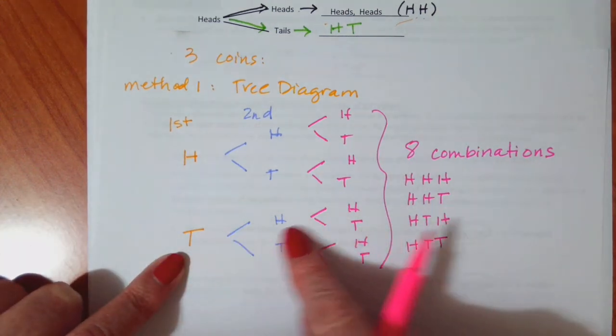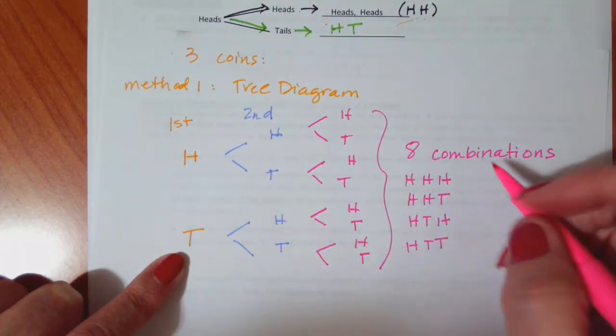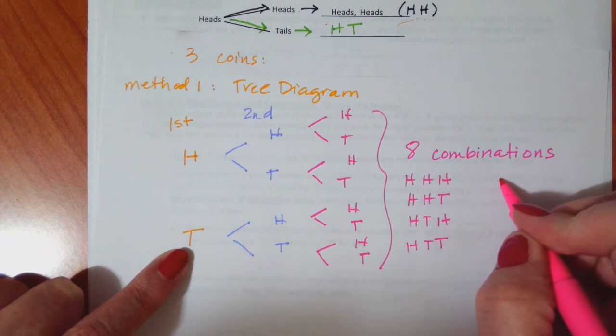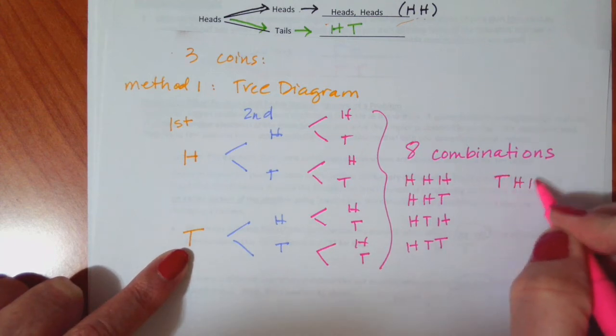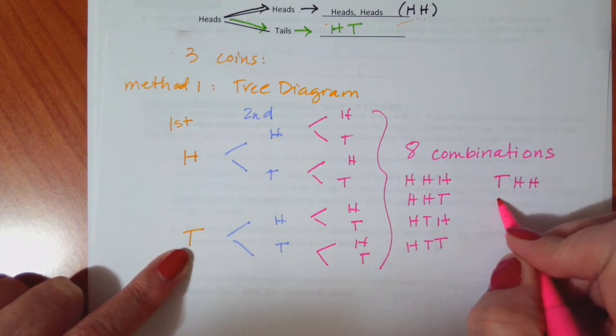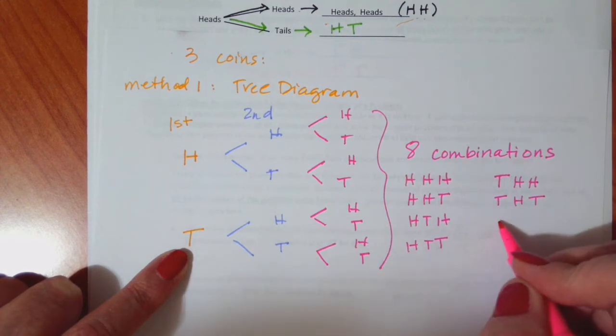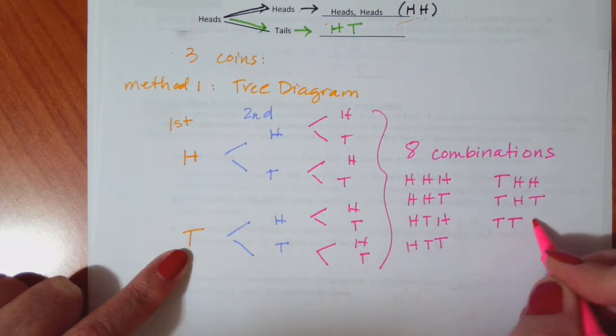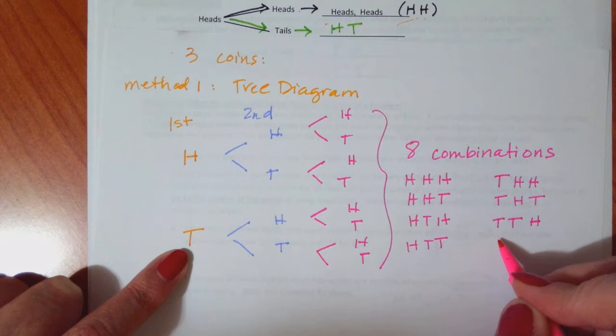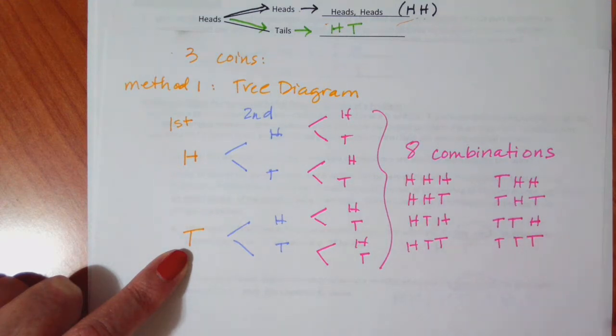Then I look down here, and I'm going to do exactly the same thing. I'm going to follow each of the branches. So I'm going to do tail, head, head, tail, head, tail, tail, tail, head, and finally tail, tail, tail.